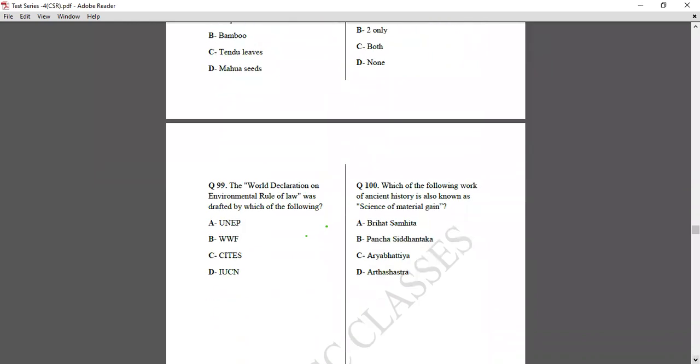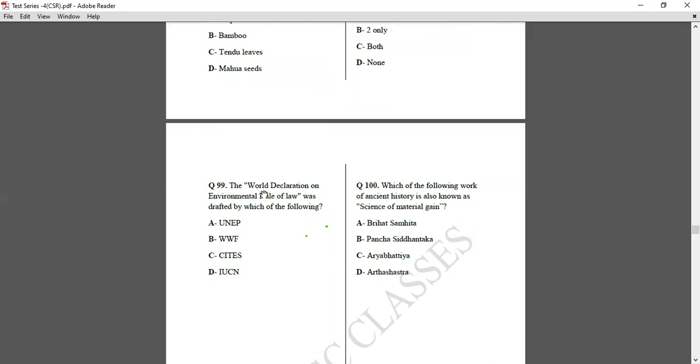The World Declaration on Environmental Rule of Law was drafted by which of the following? Now this is also a very important question. This is a very environmental topic question when we study about environmental rule of law, because environmental rule of law is in news. World Declaration. So there is a declaration. A lot of declarations are there. A lot of UNFCCC, UNCBD, a lot of conventions are there. So it is also one of the famous conventions. You need to know because they can ask chronology questions also.